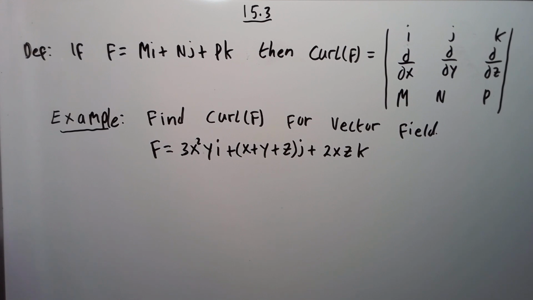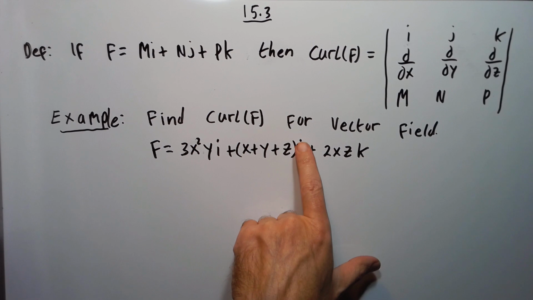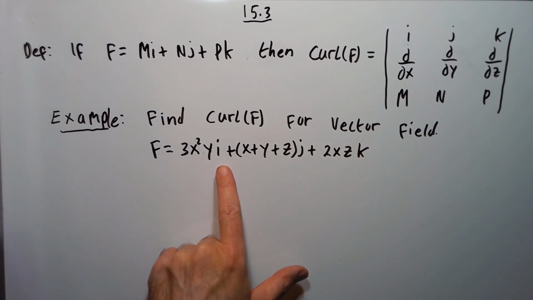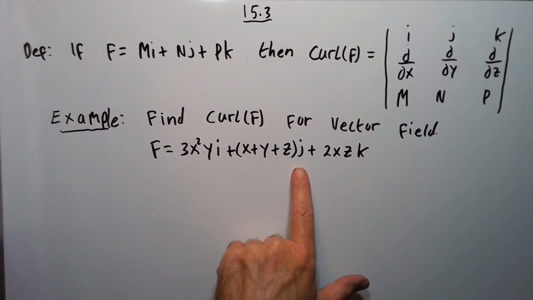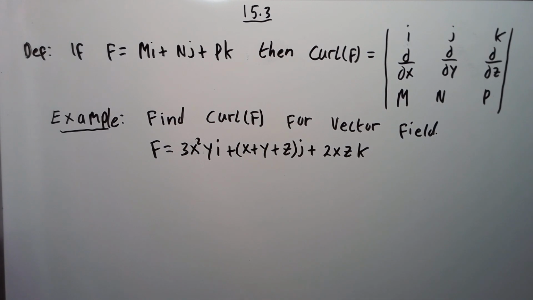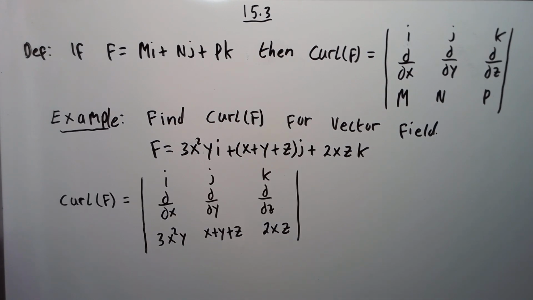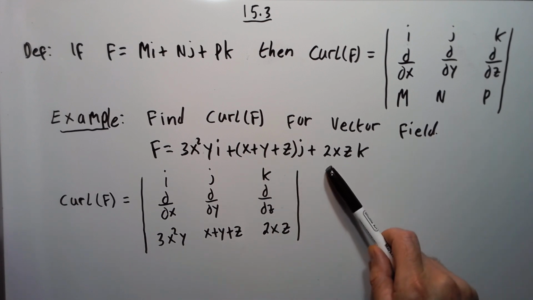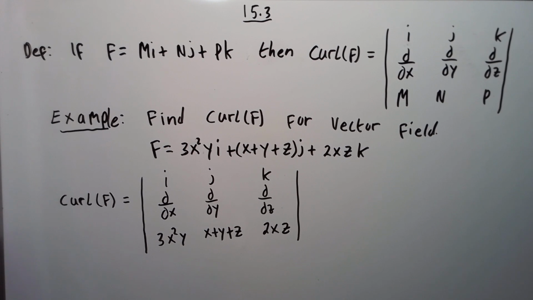So let's take a look at an example. The example here: find the curl for a vector field. Our F is 3x squared y in the i direction, x plus y plus z in the j, 2xz in the k. Okay, so let's find the curl. I've written in my definition here with my M function, in this case being 3x squared y, the N being x plus y plus z, the P being 2xz. Okay, so it's like doing a cross product.